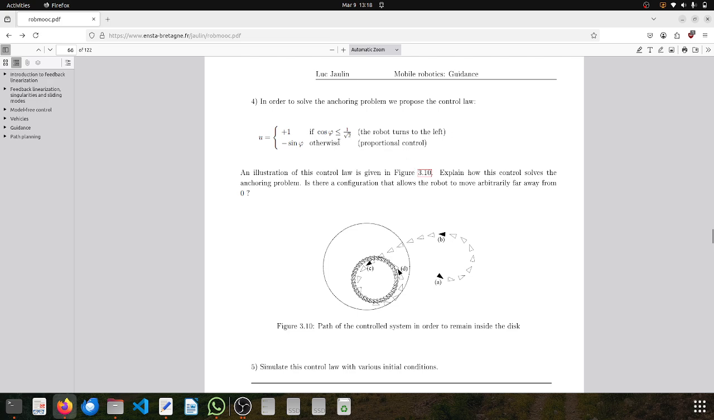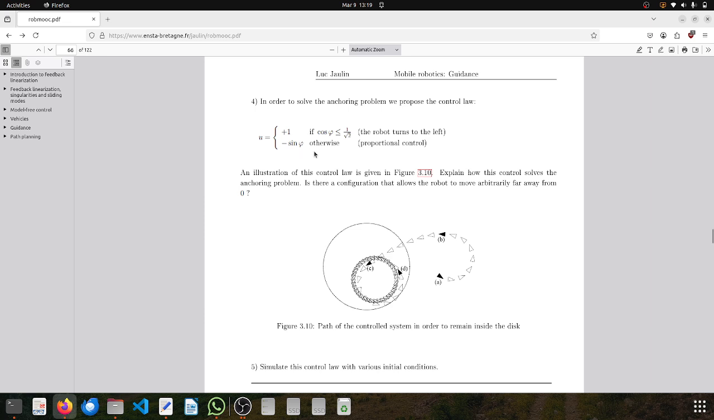And for the other case, it's considered to be proportional control. Obviously, in this other case, phi would be between minus 45 degrees and 45 degrees. The control would be minus sine phi, and it is in fact proportional, because as the absolute value of phi increases, the absolute value of minus sine phi increases.